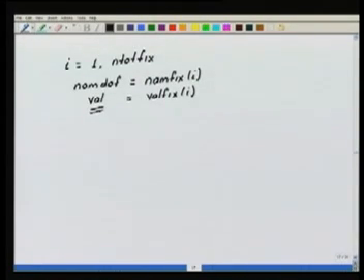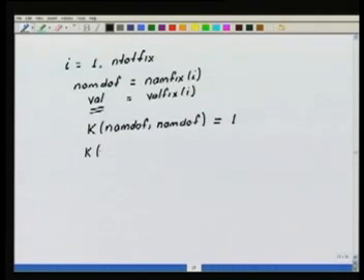Okay, then after that, what do I do? I will simply say that K[named of, named of] is equal to 1. Okay, then K[named of, j] is equal to 0 for j not equal to named of. So what have I done?